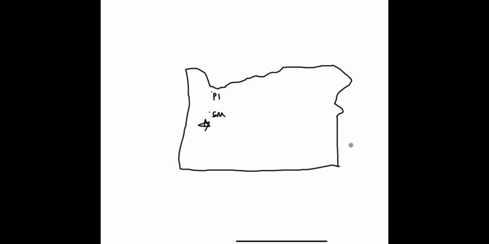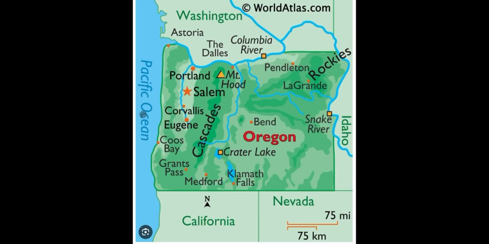And let's look at what the actual Oregon looks like. Alright, let's look at this. And I'm about right with the shape here. I feel like I didn't really do anything wrong. And I did the cities wrong, but whatever. Like, Salem is actually the capital of Oregon. How did I forget that? But whatever.